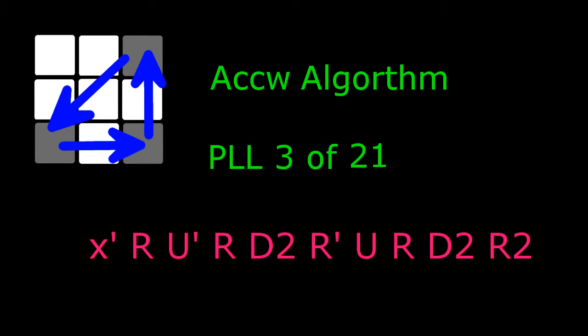Hey everyone, we're going to continue our Rubik's Cube PLL series with the Accw algorithm. This is the corner counterclockwise algorithm. So let's take a look.